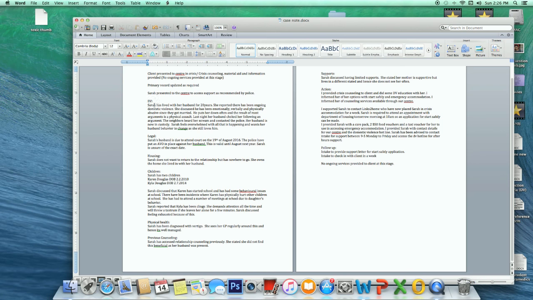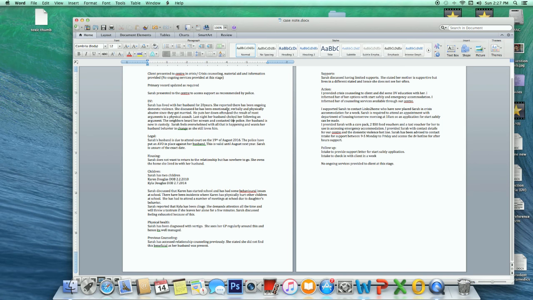So yeah, as you can see, I've done headings. I've got DV, I've got legal, I've got housing, children, physical health, previous counseling, supports, action. Action is basically what I've done for the client and what needs to be followed up. So if you look at the structure of these case notes, you realize that it's very easy to read, very easy to go through, it is very structured. So if I passed on Sarah to you to work with her, you will definitely have a clear understanding of what's happening for her just by reading these case notes.